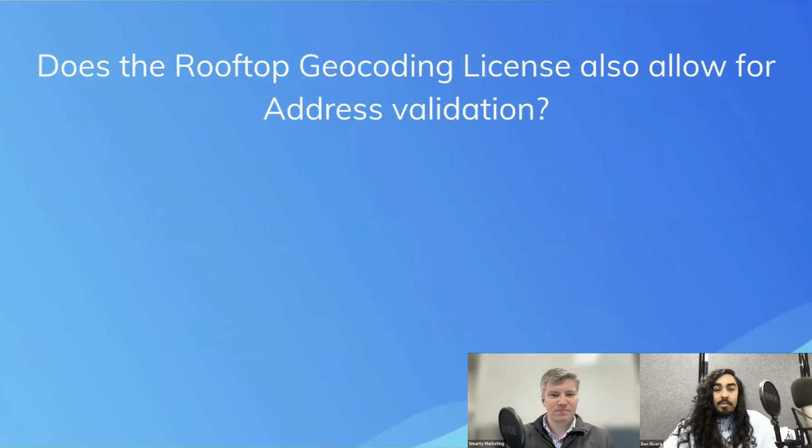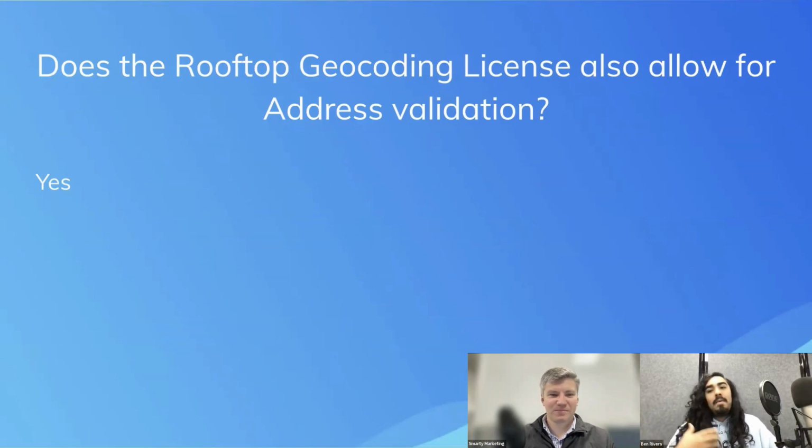Does the rooftop geocoding license also allow address validation? Yes, they are actually part of the same API, US Street. You'll see a few different licenses there. Some older ones are our US legacy standard, which is not offered anymore. We have our US core license, and then our US rooftop geocoding license. Those are all part of the same API, so they all go through the same process and get all of the same data returned.